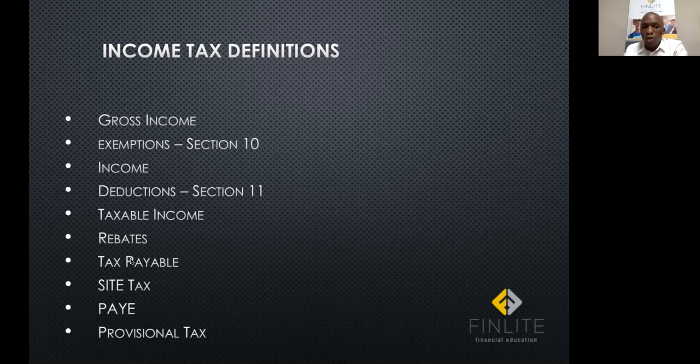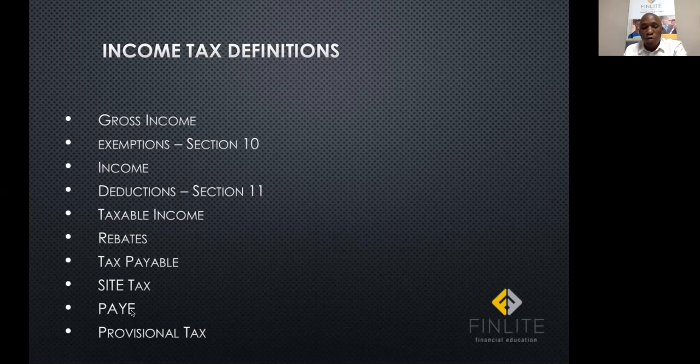The tax payable is what you then have to pay SARS after including and excluding whatever needs to be added and deducted from this calculation. And then you've got your SITE tax, which is looking at a standard income tax. And then you've got your PAYE, which is when you get an income as an employee.